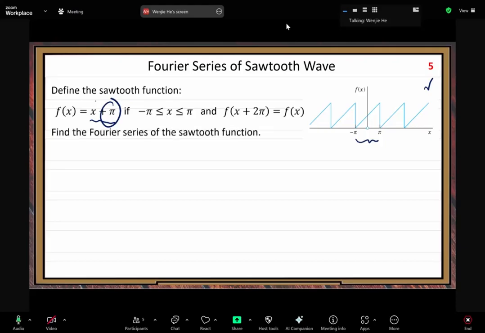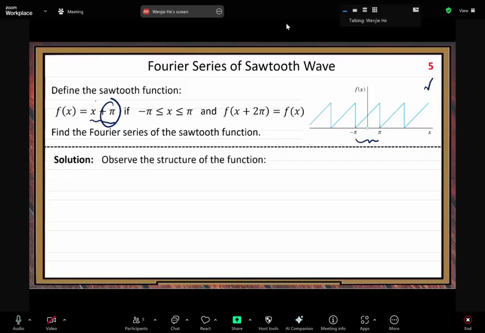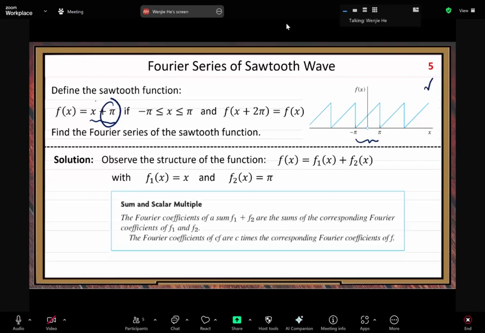So we represent the sawtooth function as f1 plus f2, where f1 is the odd function and f2 is the constant function. We split it into a sum of two functions. For an odd function, the Fourier series is simpler, because half of the coefficients are gone. The cosine half is gone, and we only calculate the sine half.